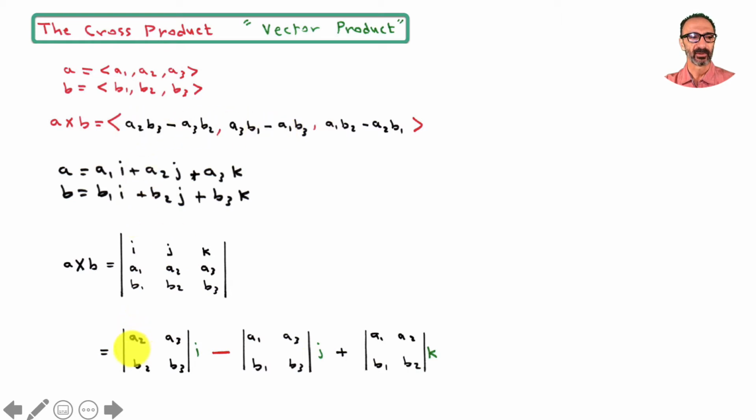So look at this one here, A2, B3, A2, B3, minus A3, B2, minus A3, B2. So that's where they're coming from. You don't need to memorize it. You just do the determinant of a 3 by 3.